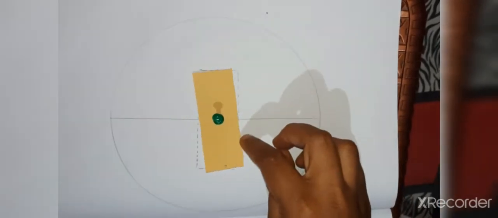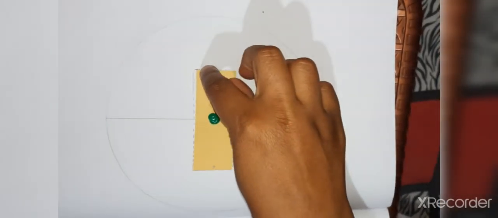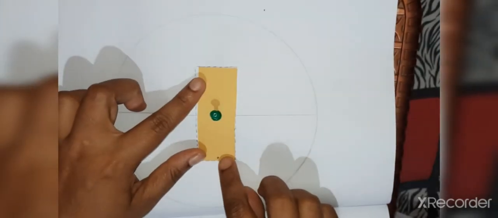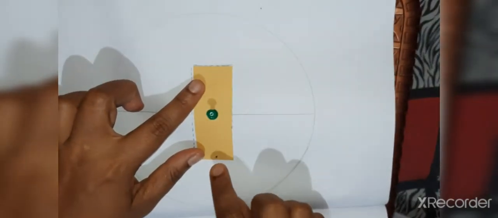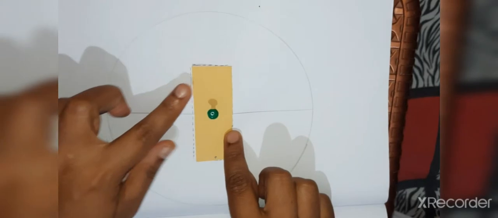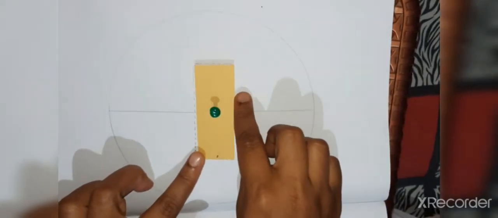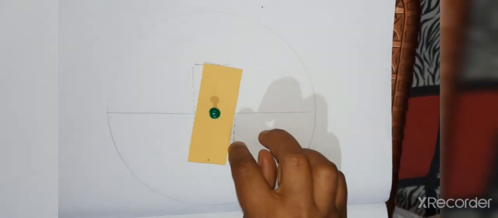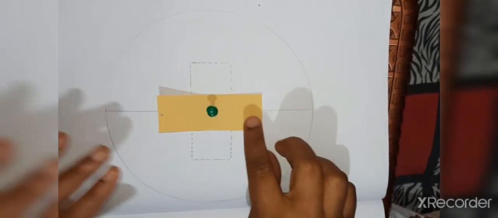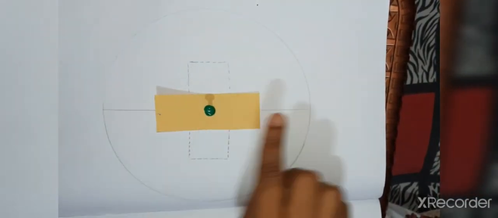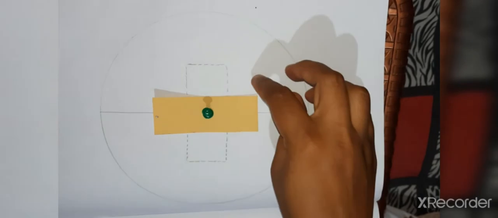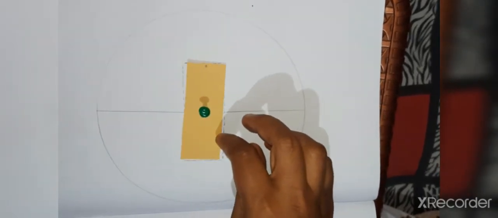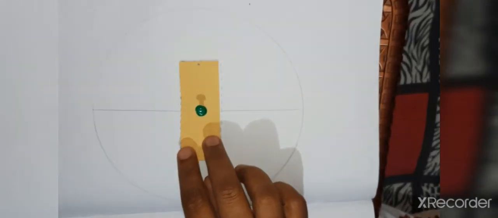When I bring it to half a turn, the dot was here, now you can see the dot here. That means this part has come down here and it is fitting into the outline. It is looking the same. Now if I still rotate it, it is 3/4 turn. Here also it is not matching the outline. Now if I bring it back, again it is looking the same.